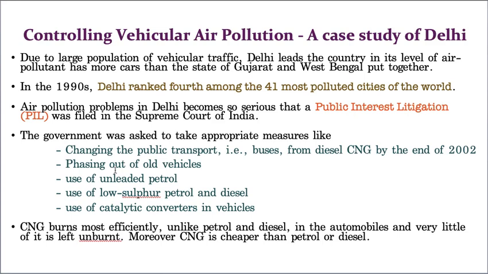Around 2002, the phasing out of all the old vehicles happened, and they were replaced with new vehicles. And the use of unleaded petrol increased; leaded petrol was almost completely banned in Delhi. There was also the use of low sulfur petrol and diesel, and the use of catalytic converters. Just now I explained what a catalytic converter is. So the use of catalytic converters in vehicles: these are the changes that were implemented in Delhi to reduce this pathetic air pollution.